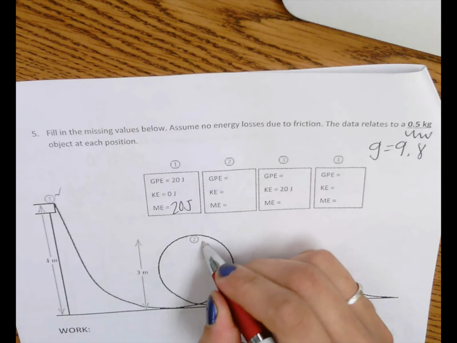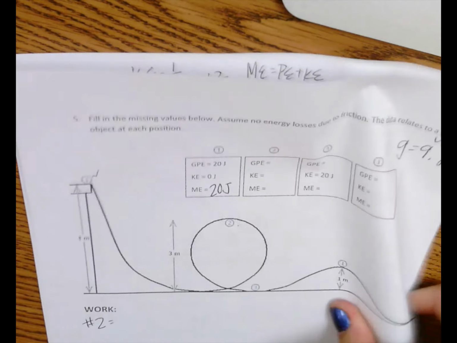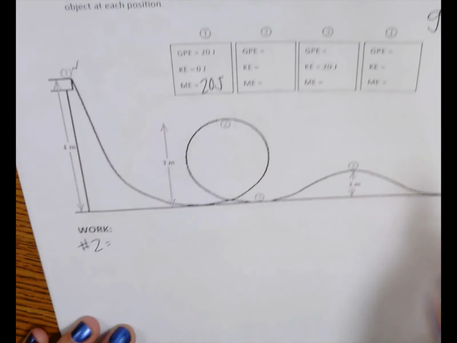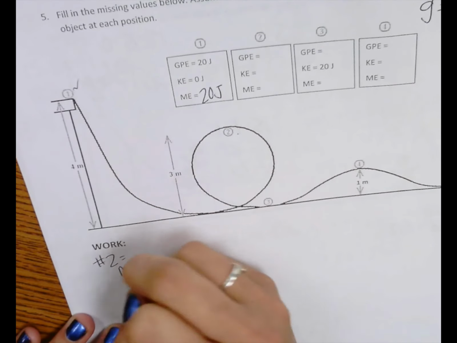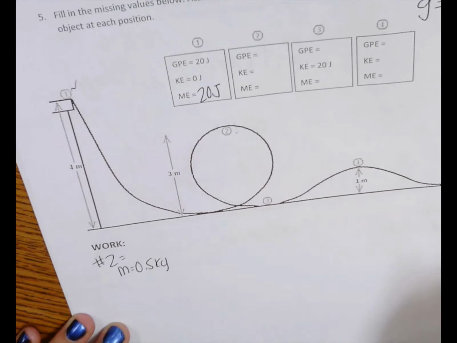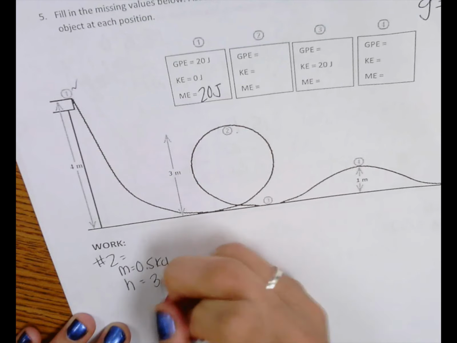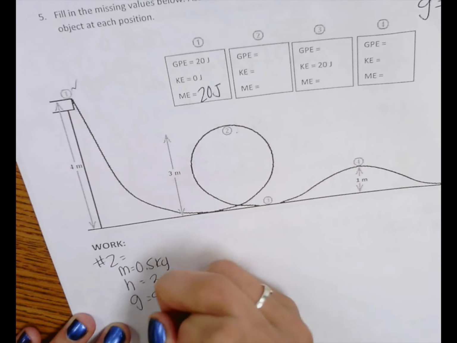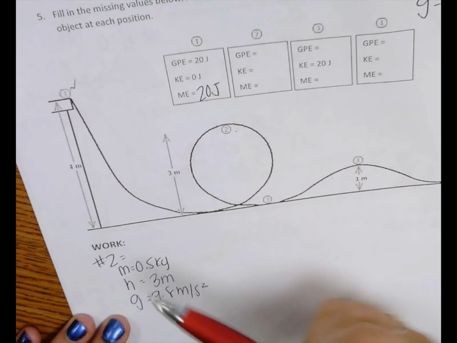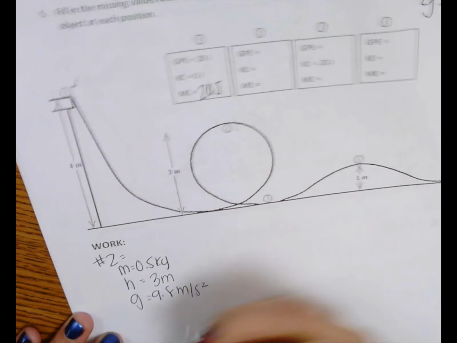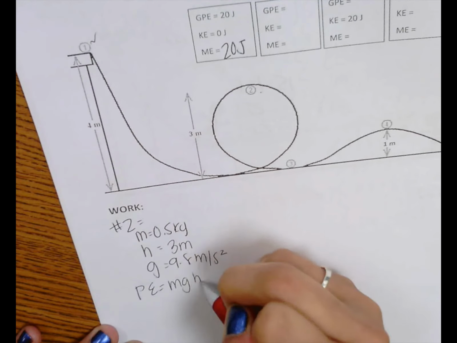Number 2 is right here. So for number 2, let's first break down what variables we have. We know that the mass is going to be 0.5 kilograms. So mass is equal to 0.5 kilograms. We know that the height is equal to 3 meters. And we know that gravity is equal to 9.8 meters per second squared. So, given these variables, what can we solve for? We've got mass, height, and gravity. We can solve for potential energy. So potential energy equals mass times gravity times height.